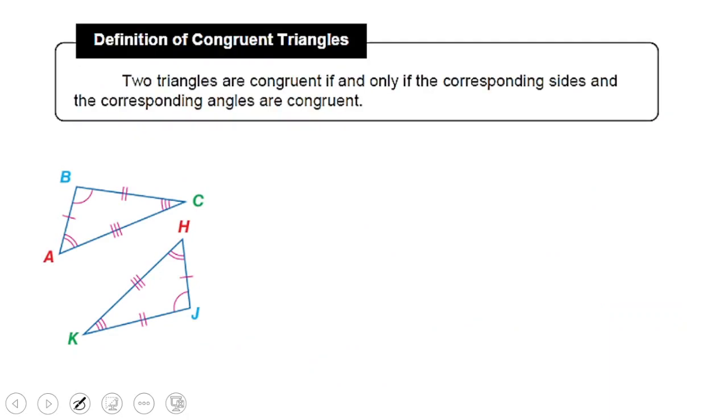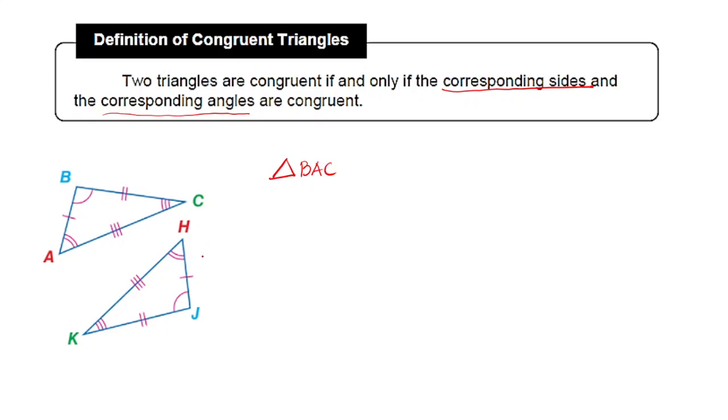Now, what is meant by congruent triangles? The definition of congruent triangles: two triangles are congruent if and only if the corresponding sides and the corresponding angles are congruent. Let us examine these triangles. We have triangle BAC. So let's write it here, triangle BAC.